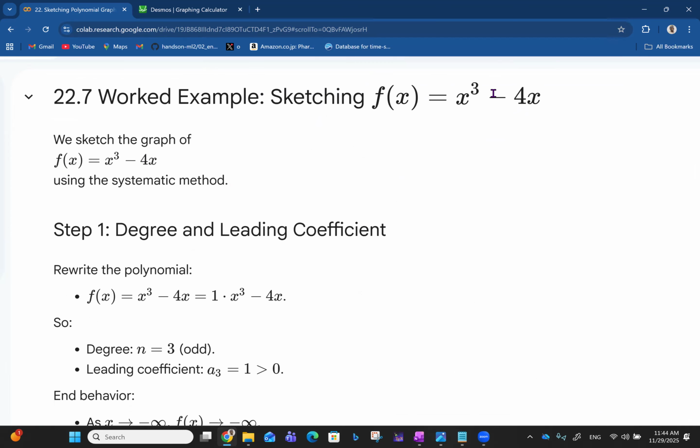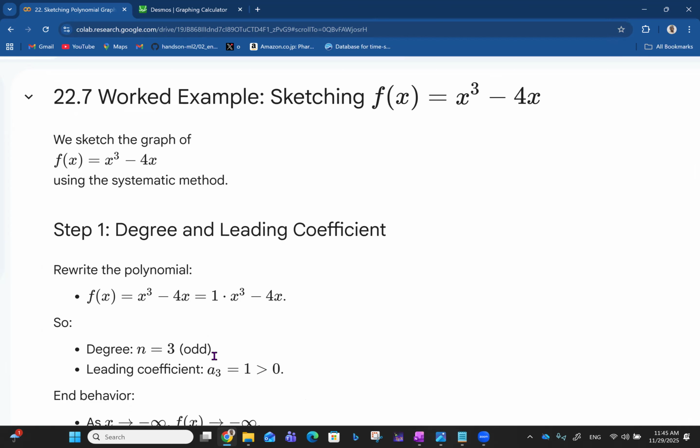If you write it properly, you get x cubed minus 4x. I mean, it's already written properly. So x cubed minus 4x is like 1 x cubed minus 4x. So 1, of course, is greater than 0. That means that we are going to have a local minimum in this case. The graph is going to be open upwards because of this positive coefficient we have here.